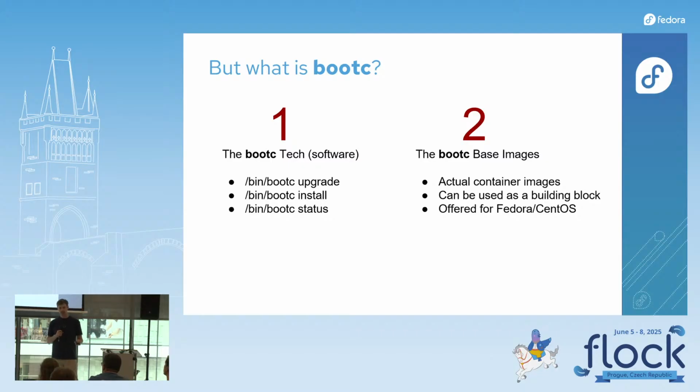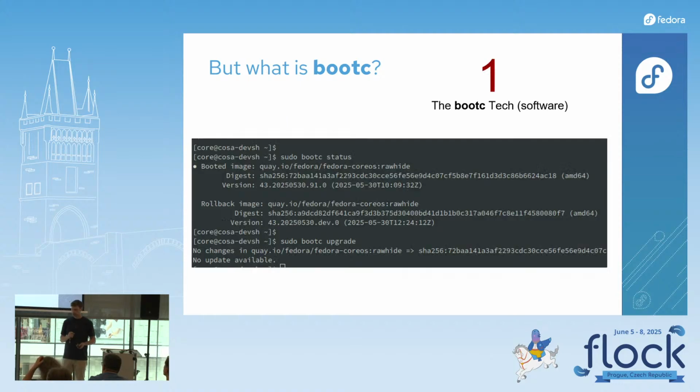So I like to break it down into two separate categories. One is the bootc technology, so the actual software, the binary in /usr/bin/bootc. And then the other one is the bootc base images. So these are the actual container images that can be used as a building block. And what is the bootc software? It's very similar to rpm-ostree. You can run bootc status, bootc upgrade. You can do various other things with the tool itself.